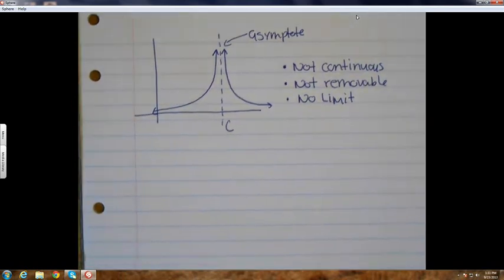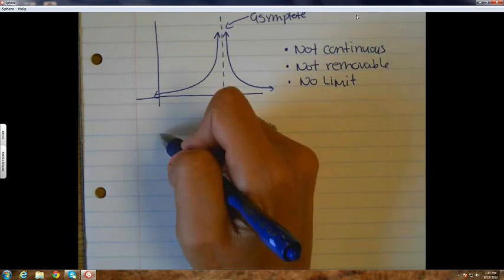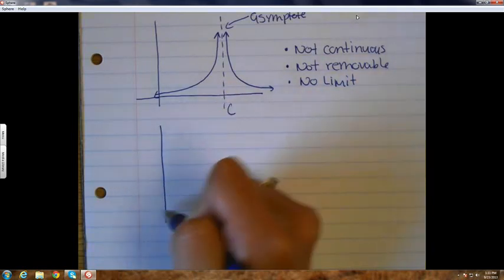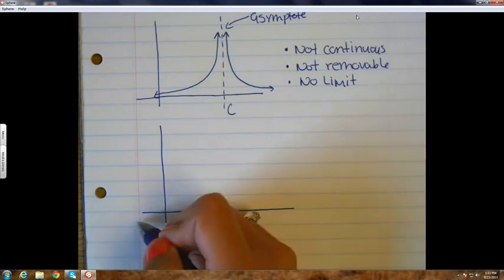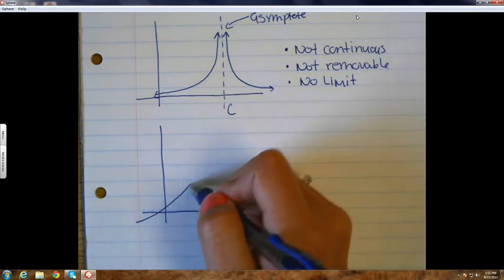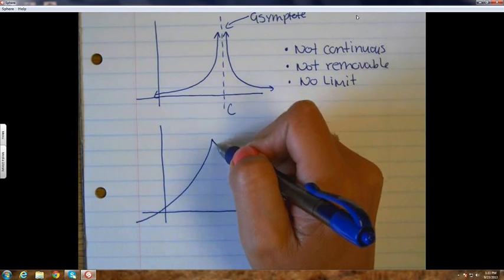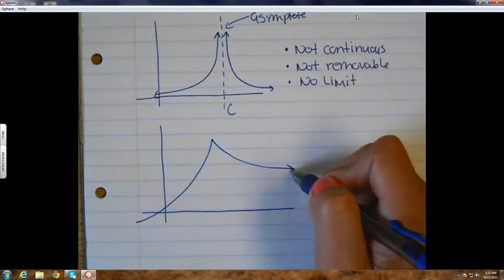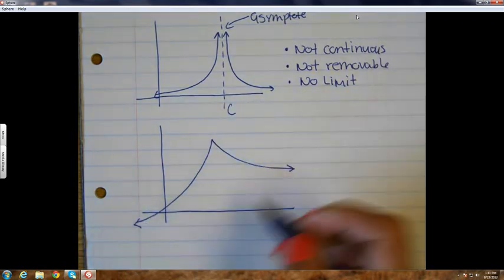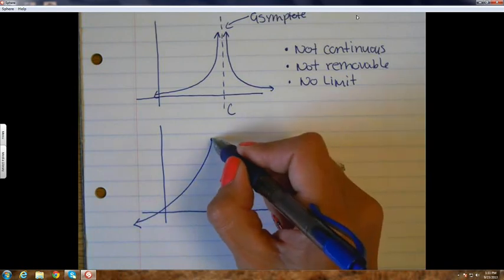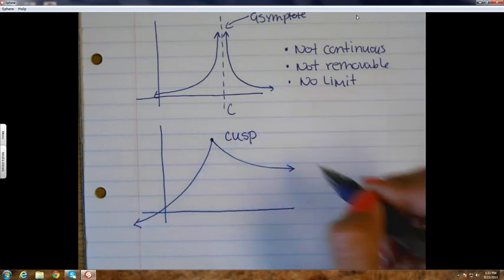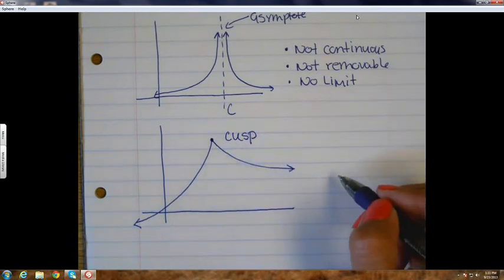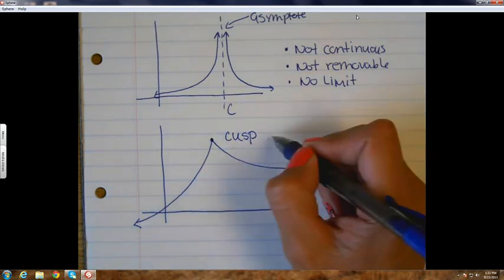And the last one. We've got a graph that starts out kind of parabolic, hits a point, kicks back down. Okay, this sharp point here is called a cusp. And it is a point, it's filled in. They just describe a cusp as any sharp change in direction.